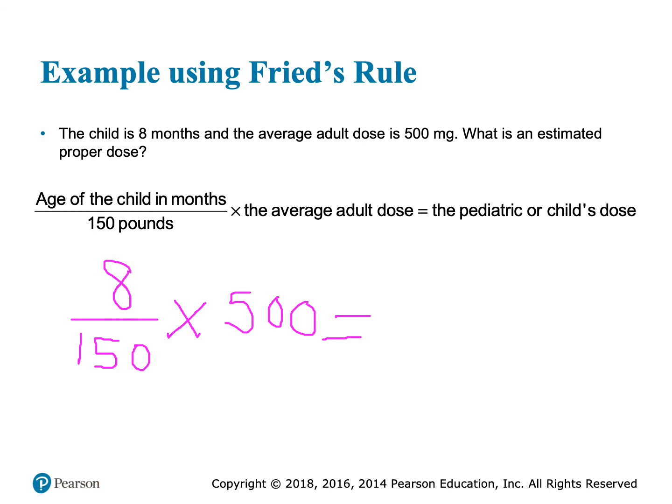Either way, we get approximately 27 milligrams. It works out to actually be 26 point, a bunch of 6s, so 26.67 if we're rounding to the nearest hundredth. If we're rounding to the nearest whole number, then that would be 27 milligrams. All right, and that's our answer.